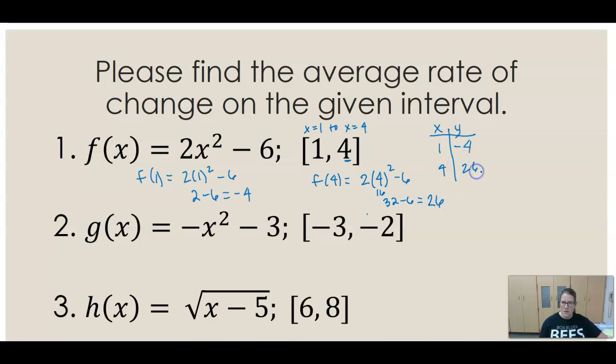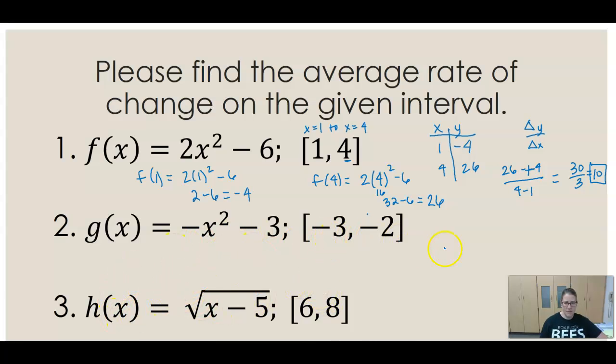Yes. So there's my 2 points now that I can find change in y over change in x, right? So change in y would be 26 minus negative 4. Change in x would be 4 minus 1. So that's going to become a plus, so I've got 30 over 3. So my rate of change there is 10. Okay. So let's do a couple more here.